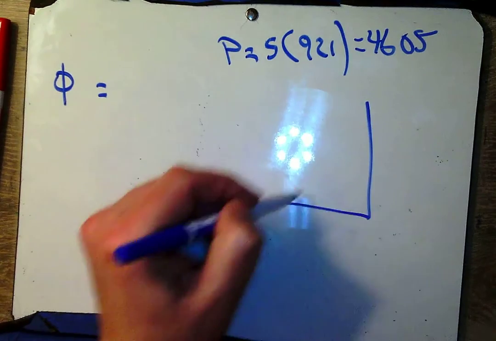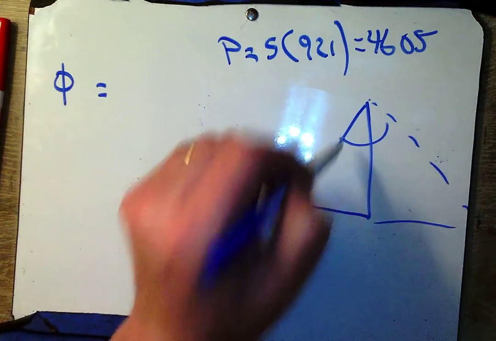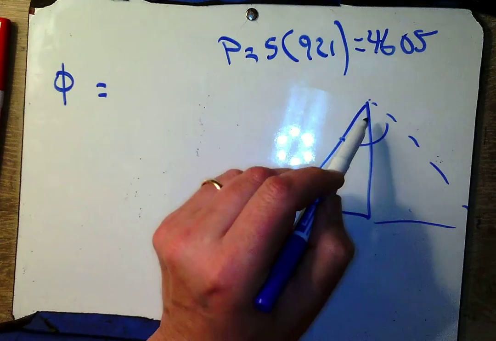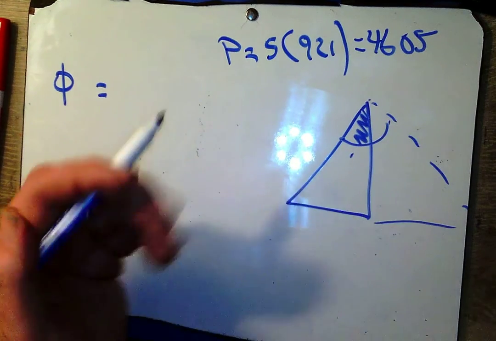But that would give us this, and we don't want that. We want just this one, which is half. So again with the half.